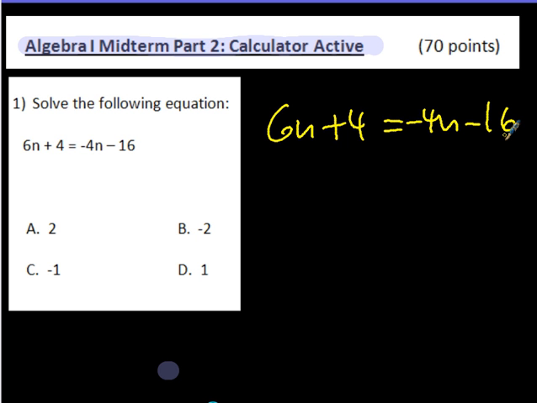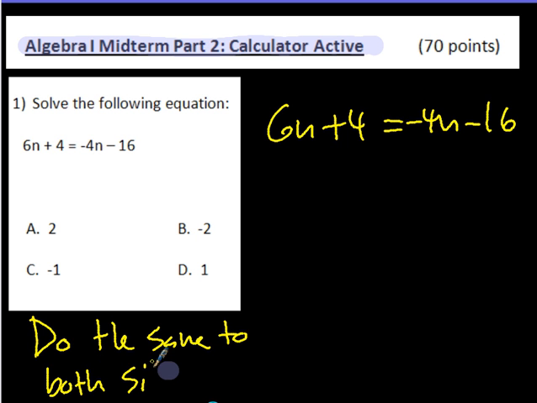The key here is do the same to both sides, right? The whole side when you're multiplying and dividing, okay? So 6n plus 4 equals negative 4n minus 16. I'll do it in two steps. You could do it in one. When I'm solving them, I would do it in one, but I want to show you in two. So I'm going to move the constants first. It doesn't matter which you do first. It doesn't matter which side you move things to. You want the constants on one side and the variable on the other.